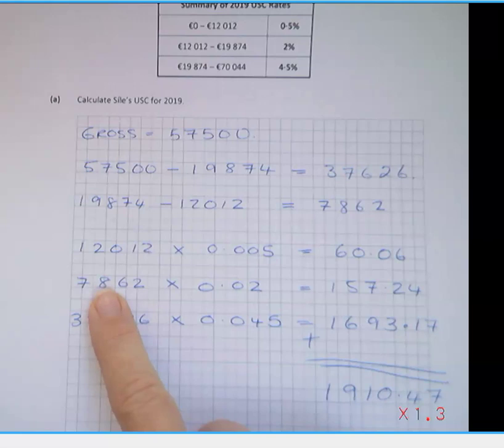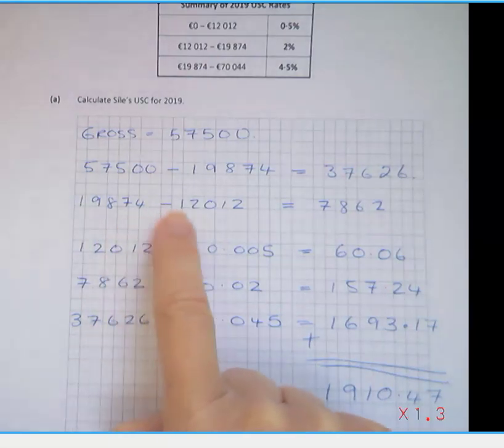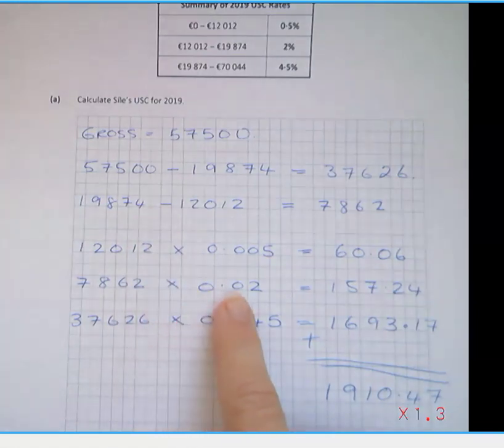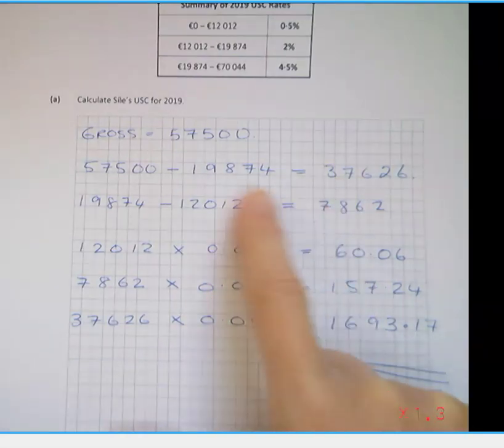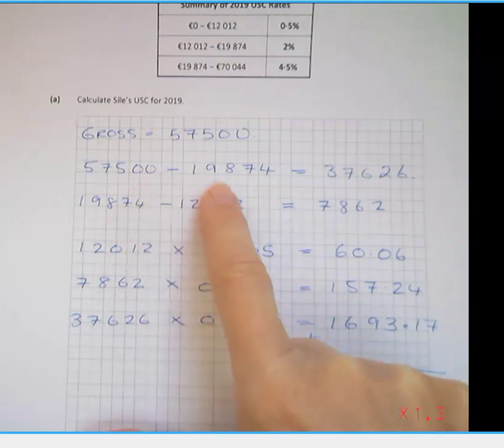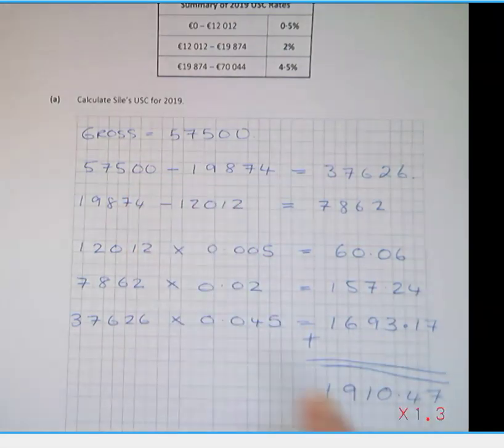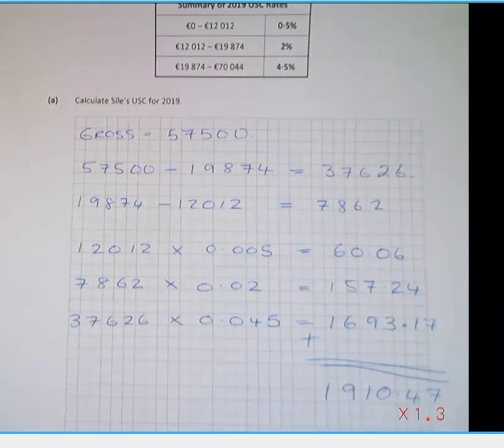For the next 7,862, you calculated that by subtracting the 2 limits away from each other. You are paying 2%, so you multiply by 0.02. And for your 37,626, which you calculated by taking your gross and the higher one away, you are paying 4.5%, so you're multiplying by 0.045. Okay, so you multiply them all out, you get your 3 answers, you add them up, and you get the grand total of 1,910 euros 47 cents. So that is Sheila's USC.